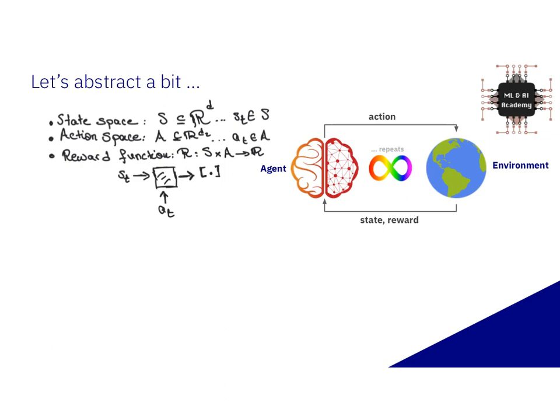performance of our agent. Now, please notice that the reward function can also be stochastic in its own right, but we're not going to discuss that just yet. We're going to assume that the reward function is something that is given, just a map or a function that takes a state st and action at and gives me a real number.